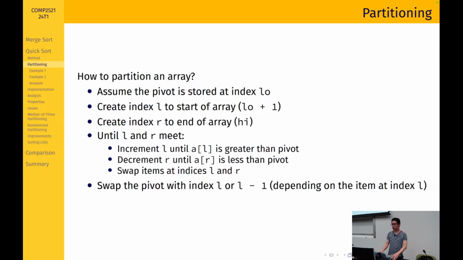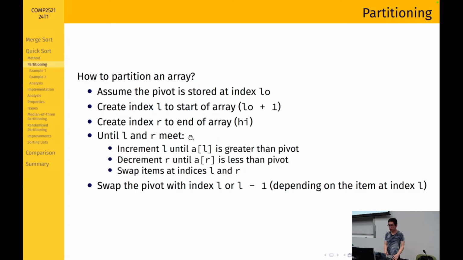First of all, we're going to place the pivot at the beginning of the array, just to get it out of the way. Then we're going to create two indexes, one on the left side of the array and one on the right-hand side. We'll call them index L and R. L is going to start one index after the pivot. R is going to start at index high.